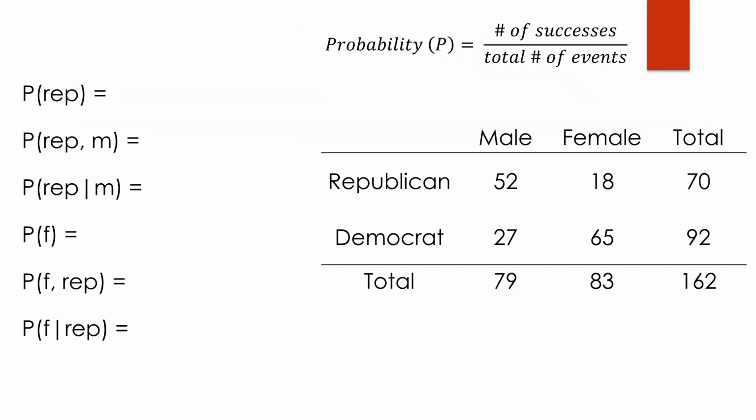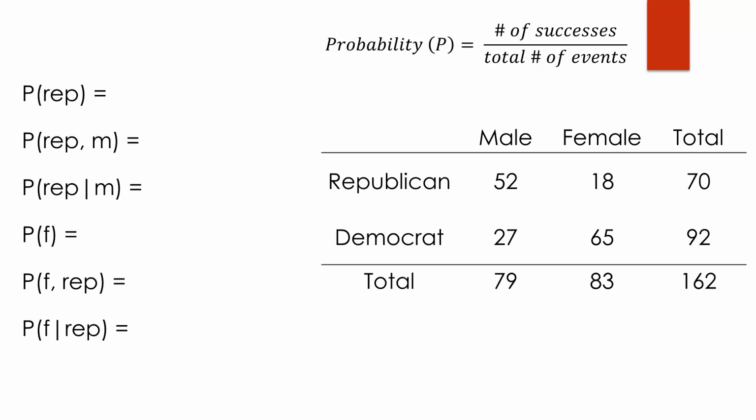Now, here's some more practice I want to give you. I've given a new data set here. We have 162 people, and we're looking at their political affiliation. So we've got males and females and Republican and Democrat and all the different combinations and totals there. I want you to pause the video and find all the probabilities for these different setups here on the left-hand side, right? And pay attention to the notation. This will give you practice on remembering what the symbols indicate, okay?